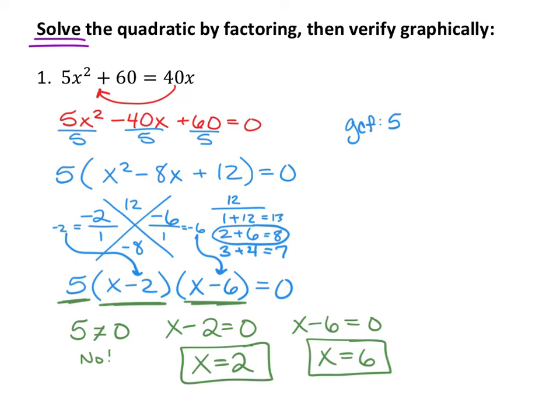Then the first parentheses, x minus 2 equals 0, would give me x equal to 2. x minus 6 equal to 0 would give me x equal to 6. And so we check this graphically. Let's make sure that that is true.